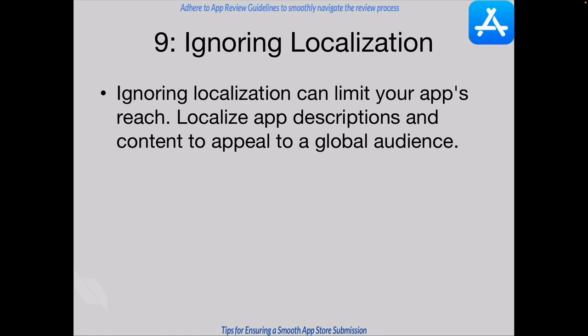Next is ignoring localization. If you want to reach a global audience, ignoring localization is a missed opportunity. Localizing your app's metadata and in-app content allows you to target users in different regions and languages, which can significantly expand your user base. Localize your app for different markets, paying attention to cultural differences and language preferences.